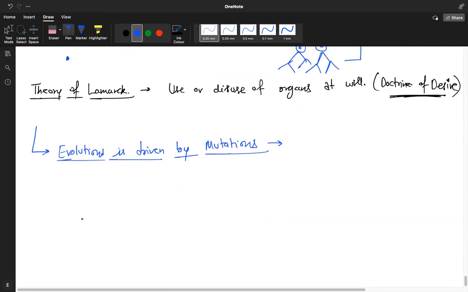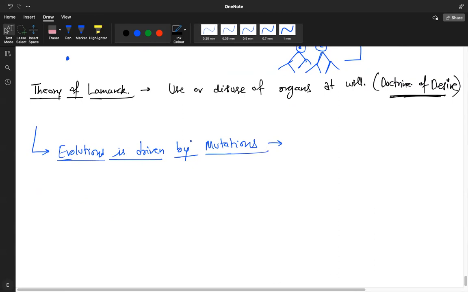So what is mutation? You all know, I don't have to teach it again. How do we define mutations? We have already defined it. Yes, it is a sudden alteration in the DNA sequence, which can cause a change genotypically and phenotypically. So it's a sudden, random, inheritable change.